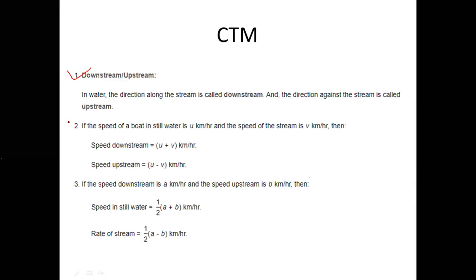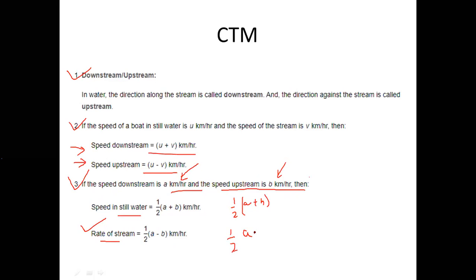Yes, 24. So this is what we have for speed when we are talking about upstream and downstream. And please remember the third formula: if the speed downstream is A kilometers per hour and the speed upstream is B kilometers per hour, then the speed in still water will be half of A plus B, whereas the rate of stream can be found by half of A minus B.